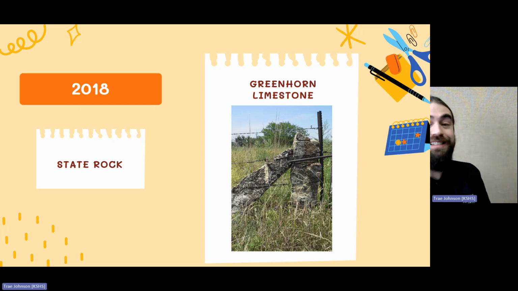Greenhorn limestone was made the state rock of Kansas through the work of an Overland Park fourth grader, Casey. Limestone is a sedimentary rock made from the skeletal remains of tiny sea organisms. It's often used for building materials. Sometimes you'll see fence posts made out of it, especially in the western part of the state where there are fewer trees.